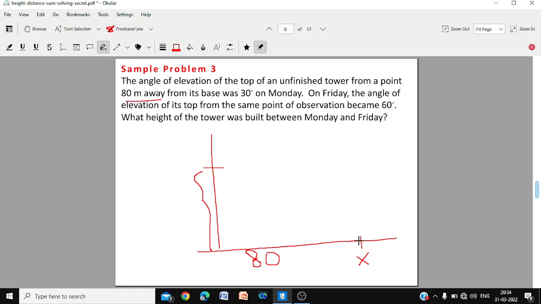When the building was unfinished, the angle was 30. And when the building was finished, the angle was 60. The angle now is 60. So the base is constant, 80. The height is different. This is height 1 when it was unfinished. This is height 2. You have to find this height, the extra height that was built.